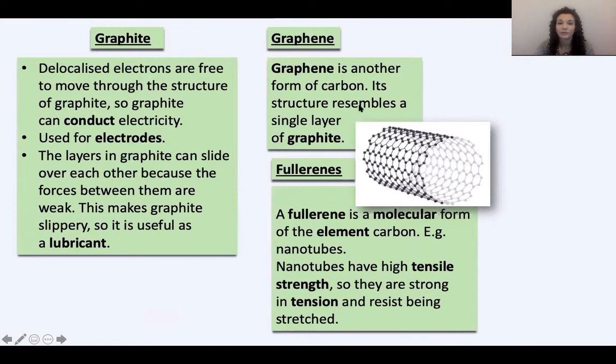Graphene is another form of carbon, and its structure is like just one of those single sheets or single layers of graphite. The other giant covalent structure that you need to know is fullerenes. Now, I've shown you a picture here of a fullerene. It's a molecule made from the element carbon. And this fullerene here is called a nanotube. So it's really, really strong. This tube is very, very strong because it's made up of all these covalent bonds between carbons, and so it can resist a lot of tension.